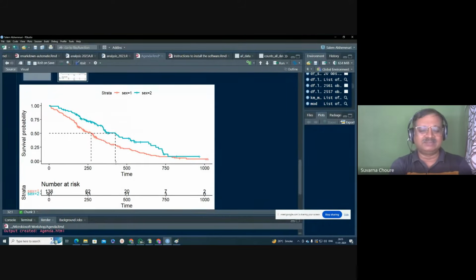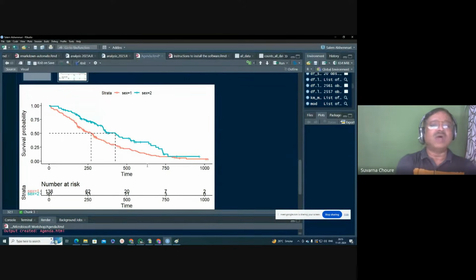For males, median survival is a little beyond 250 days, and 50% survival for females is almost 350 days or more. A 100 day difference is there in 50% survival. 50% of females are surviving more as compared to males. A significant difference is there.